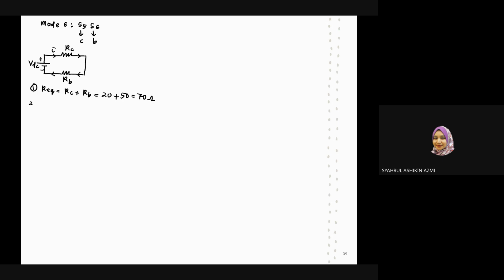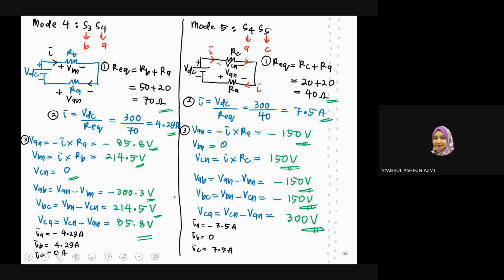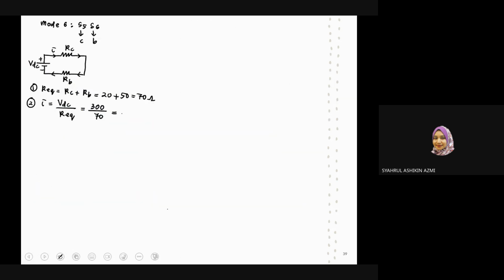So step number 2, you need to find your current. I will be equals to VDC over R equivalent. So it's 300 divided by 70. You get 4.29, okay, 4.29 ampere.